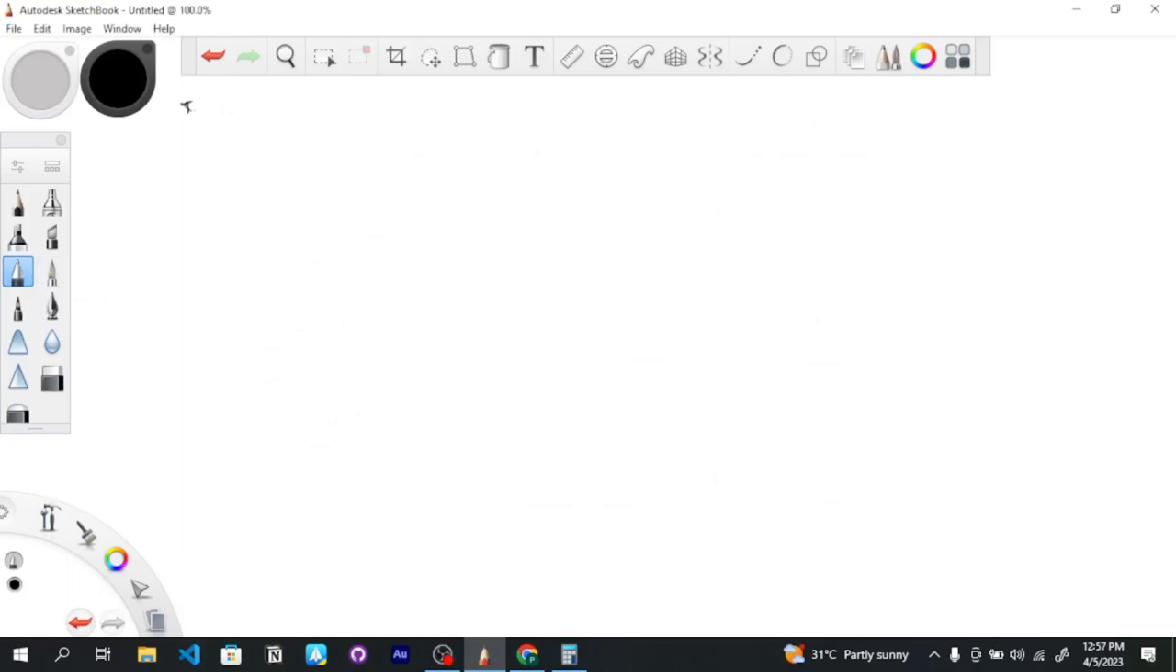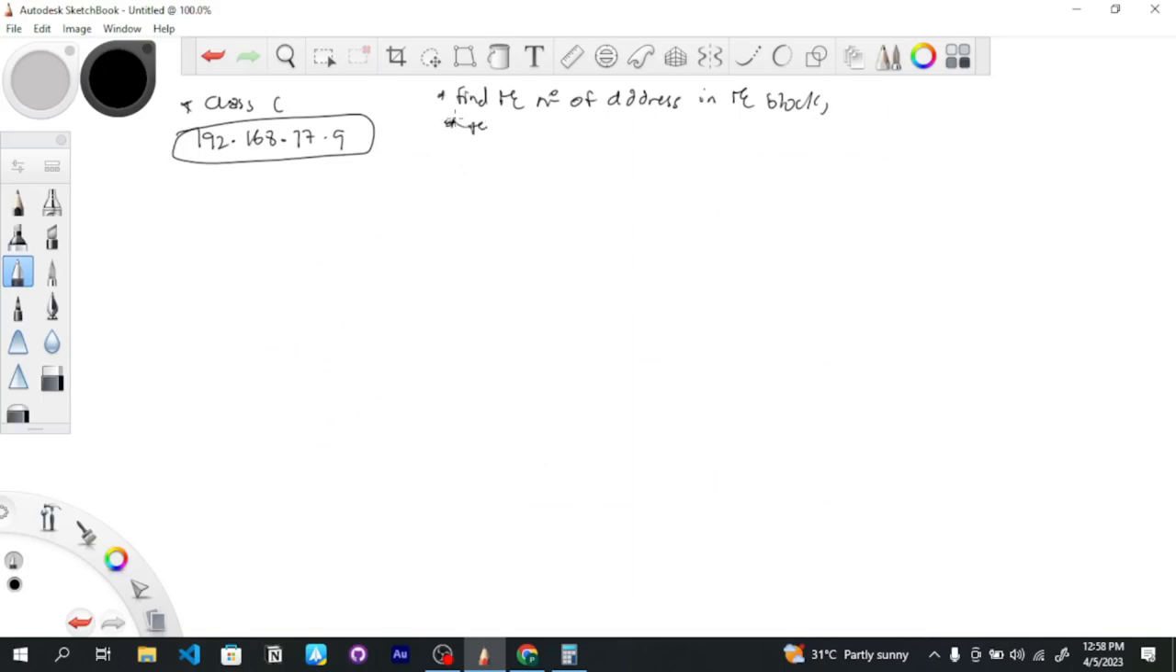Let's take an example. There's a certain host in a class C network who has an IP address of 192.168.17.9. This host in a class C network has this address. We're supposed to find the number of addresses in the block, the first address and the last address. So how do we do this?